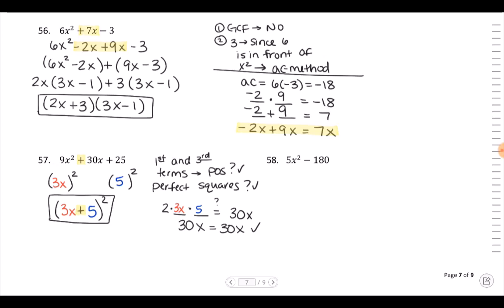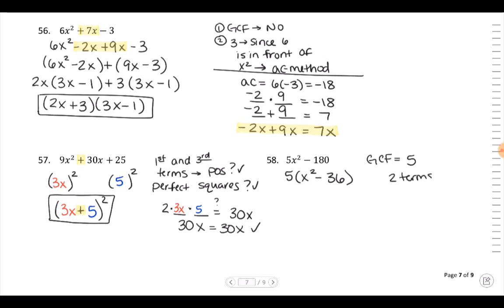So, okay, number 58, do we have a greatest common factor? And the answer is yes. My GCF here is a 5. So I'm going to factor out my 5, and that leaves me with x squared minus, let's see, what's 180 divided by 5? 36. Okay, so now how many terms do I have? Well, I have 2 terms. And with 2 terms, you're looking for a difference of squares, right?